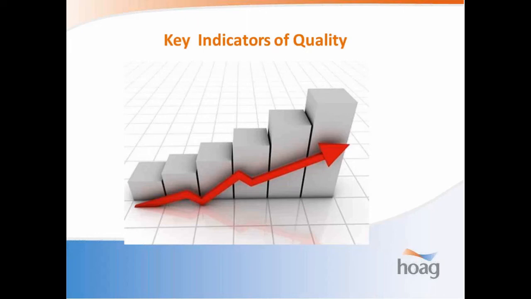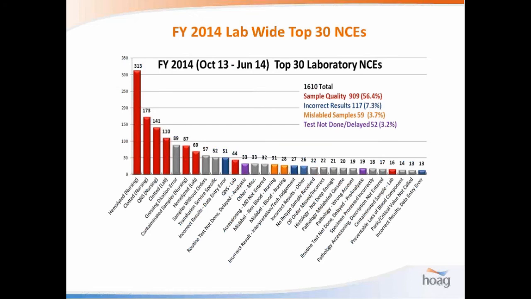So let's switch modes a little bit from non-conforming events to key indicators of quality, which is a CAP requirement of Phase 2. You are required to track key indicators of quality in your laboratory. This is a look out of our OTIS data for our shortened fiscal year 2014 at the top 30 laboratory non-conforming events, and this was trended with a couple clicks of the mouse. So you don't have to be a Crystal Report writer to get data out of OTIS, which I think is one of its best features.